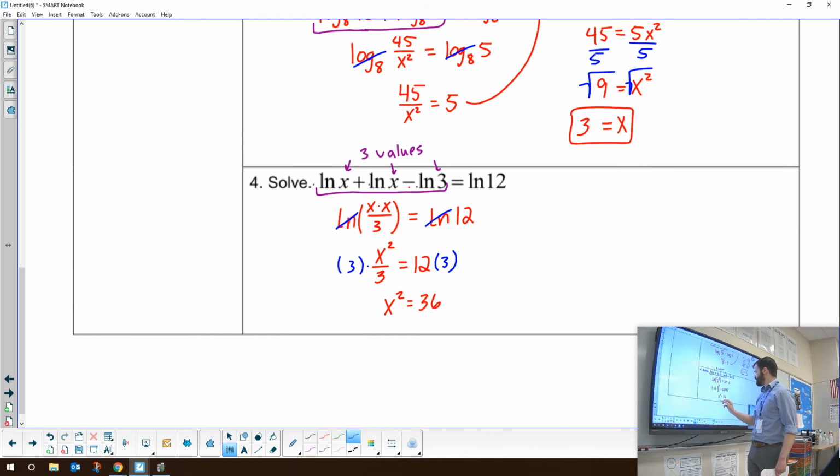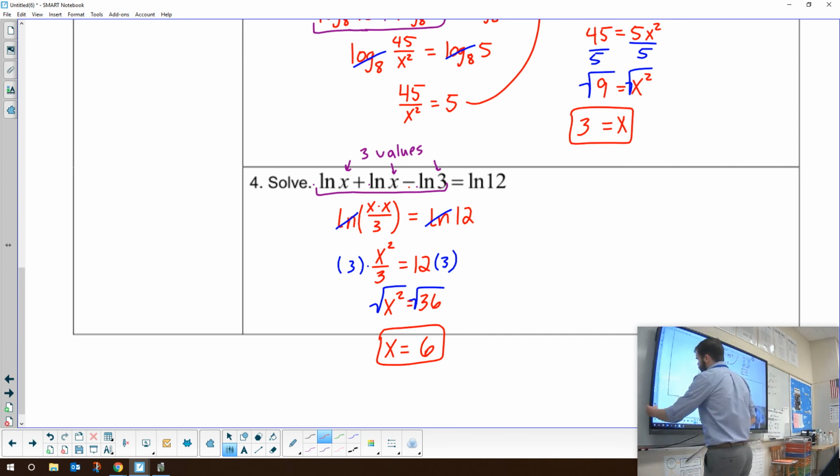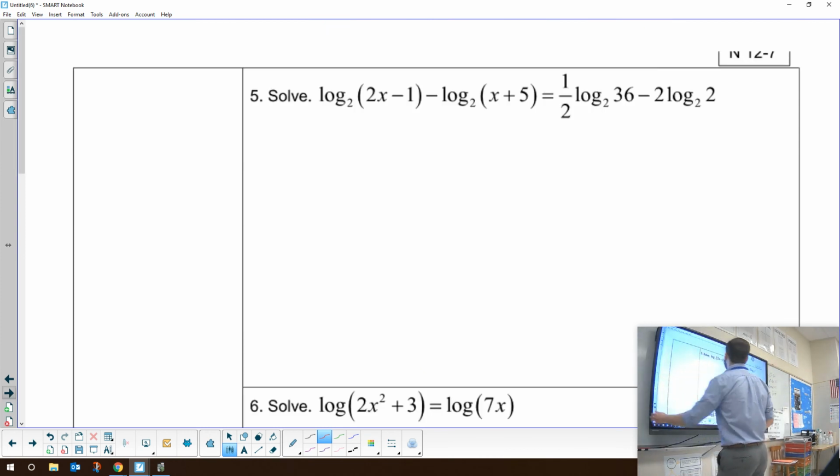Then I can just take the square root of both sides, and that's going to give me x equals plus or minus 6. But once again, I only care about the positive. All right? So there you go. We just squish them together, and once I have one log on each side, we can just cancel those logs out. So hopefully you're seeing that it's pretty easy to solve these. Okay, let's turn the page, and let's take a look at number 5.